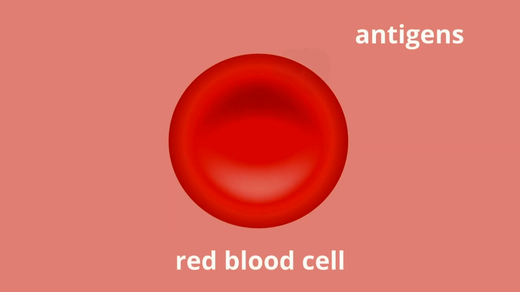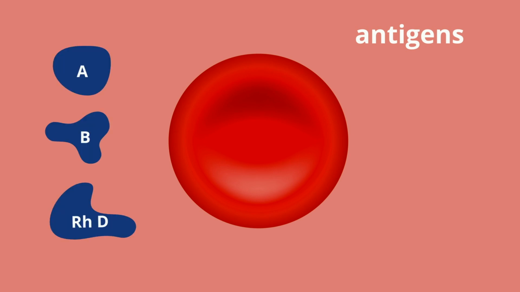Oh, okay. Another part of blood is antigens. Antigens are other special proteins on the surface of each red blood cell. They give the cell its blood type. Major blood antigens are the A, B, and Rhd antigens.